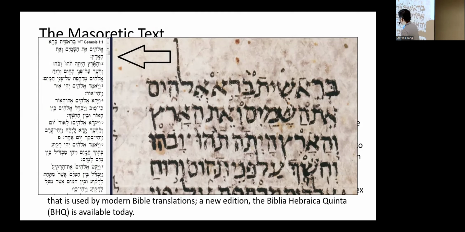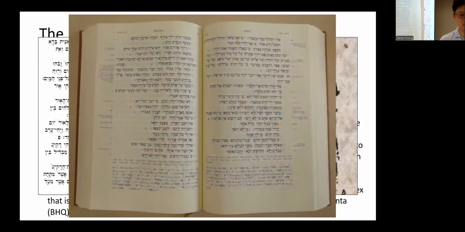Of course, I don't read this. I read it like this now. Much easier, computerized. Much easier to read. But that is the Leningrad Codex. This is the Biblia Hebraica Stuttgartensia. So this is what your translators use to translate your Hebrew Bible. Does that make sense?